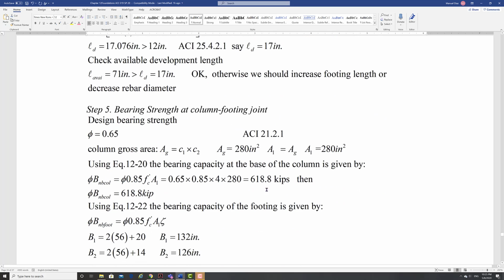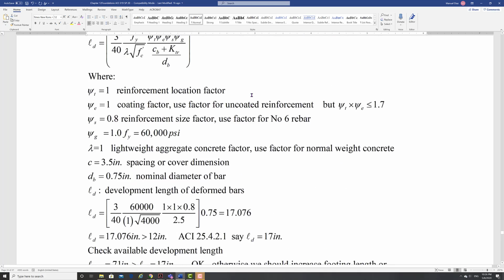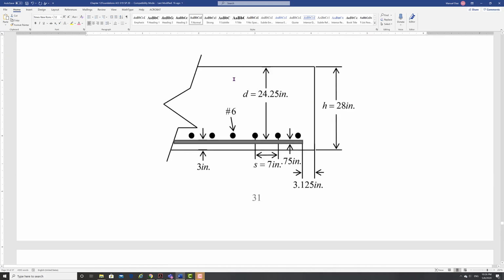Okay. Bearing. Phi factor for bearing, 0.65. Area of the column is C1 times C2. That's your area 1. So I found my bearing value, then 0.65, 0.85. So which one did I change? I think I changed the whole thing. Yeah, I had to change the whole thing.